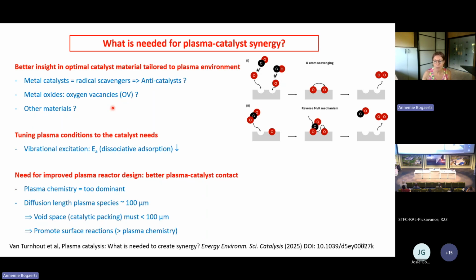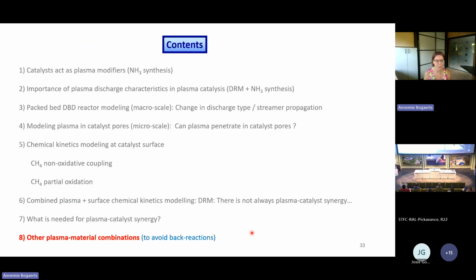We just published an opinion paper in ES Catalysis. So this is the DOI. It has been online for a while already, and there you can find a much more detailed discussion on all these effects.